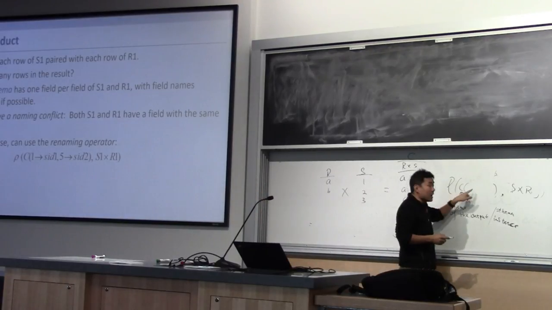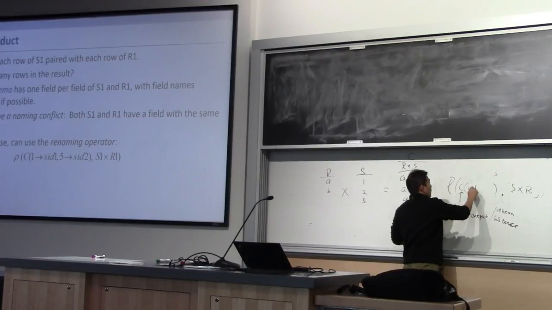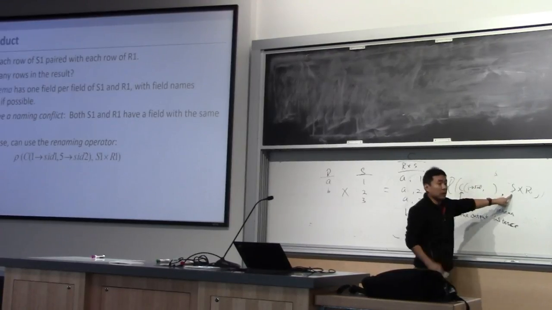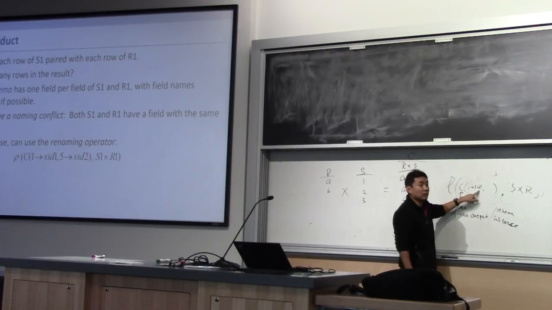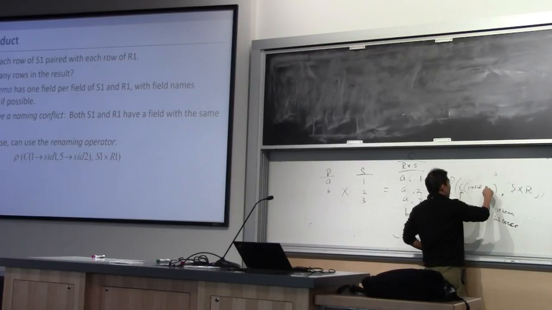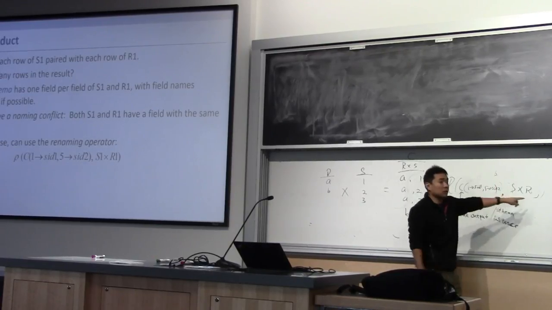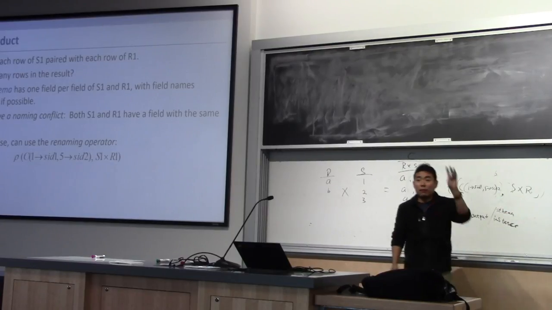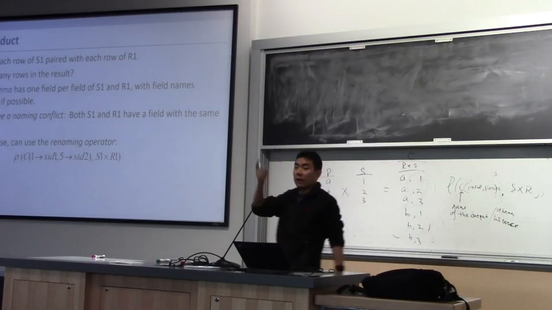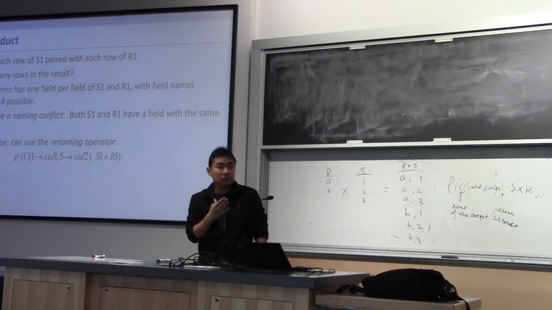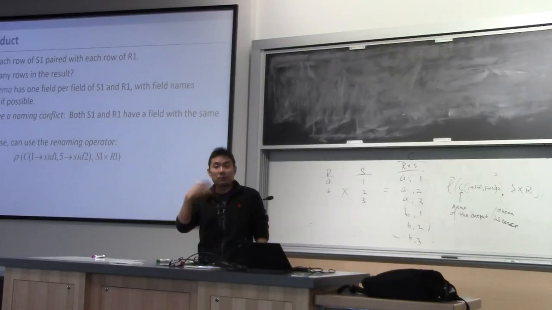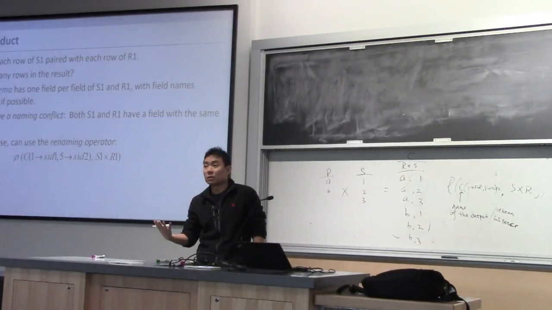And I will rename the first column to SID1. The first column is the first column from the sailors table, which is SID. So I rename that SID to SID1. I rename the fifth column to SID2. What's the fifth column in the output? Well, I have four attributes from the sailors. The fifth column is the first column from the reserve, which is the sailor ID from the reserve. So that second sailor ID column is renamed to SID2.